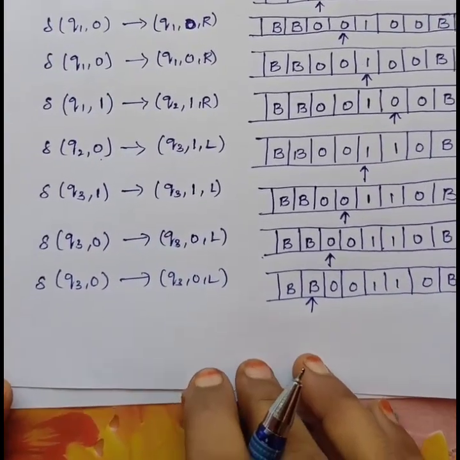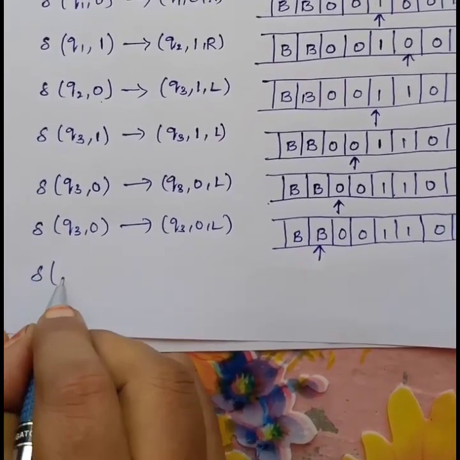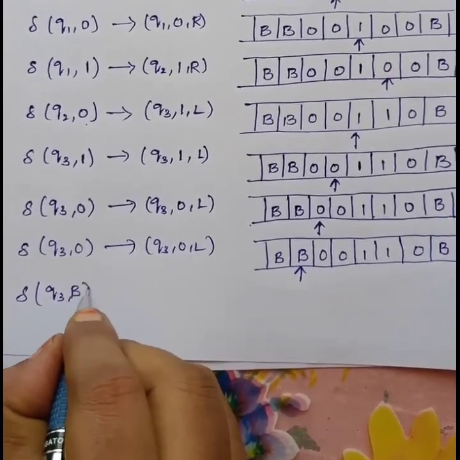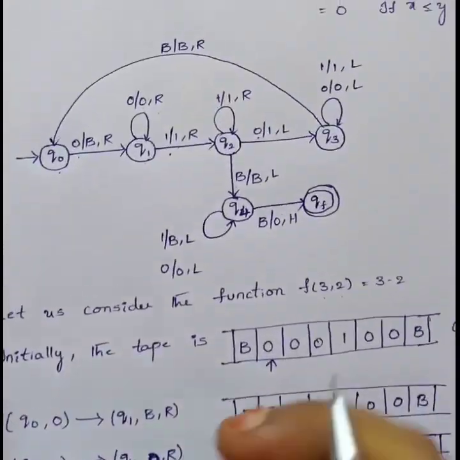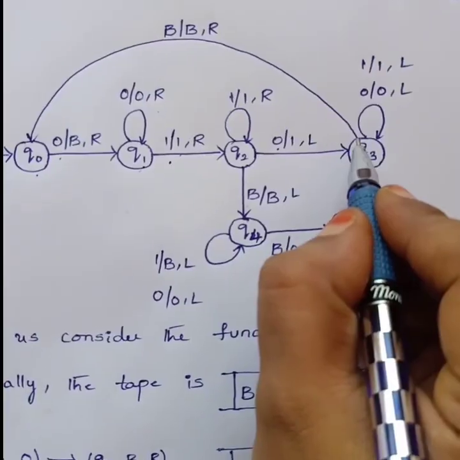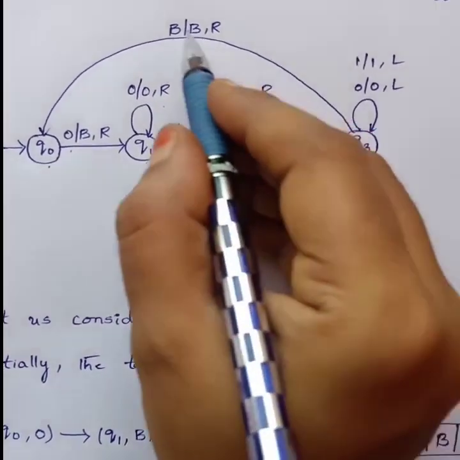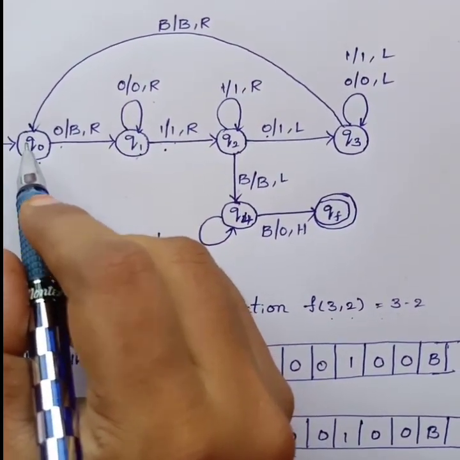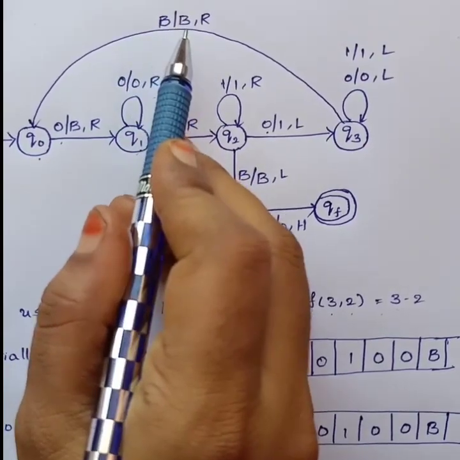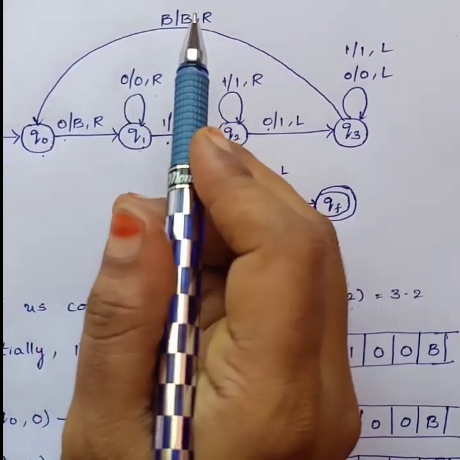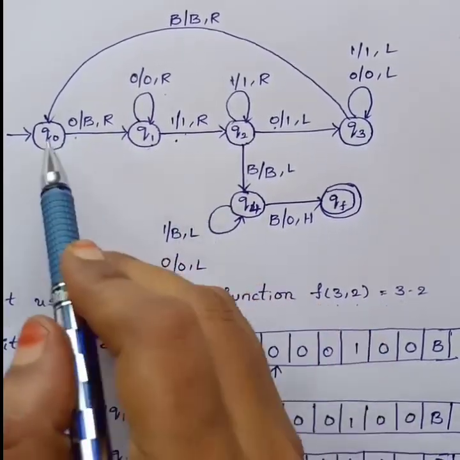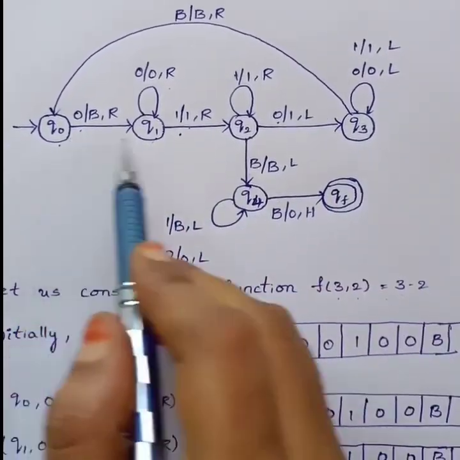Okay. Now in this particular state, Q3 state, if I get B, what to do? See the transition diagram. So if I get B here, it changes the state to Q0 and B is rewritten as B and move to right. So from here we have to start the second iteration.